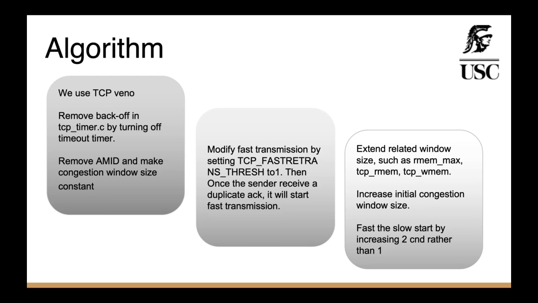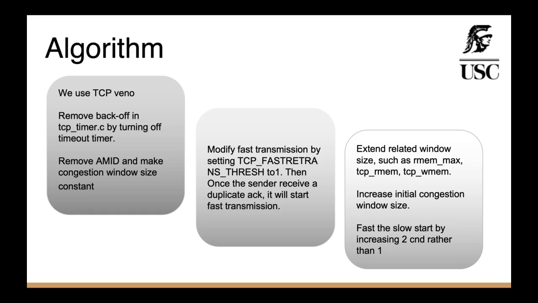Okay, and now for the second part, where we do the modification to improve TCP/IP, the algorithm that we deployed is here. First, we are using TCP Vanilla and we remove the backoff in the tcp_timer.c file and turn off the timeout timer, and we remove the AIMD and make the congestion window size constant. The second move that we did is to modify the fast retransmission by setting the TCP fast retrans threshold to 1. Then once the sender receives a duplicate acknowledgement, it will start fast retransmission.